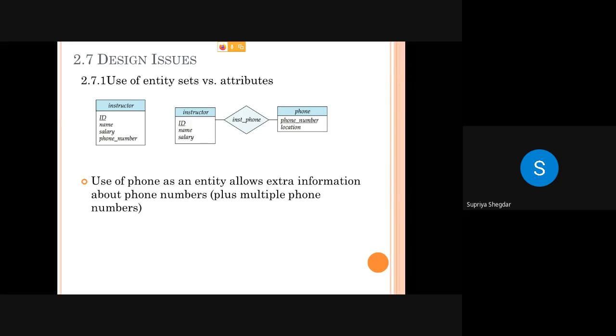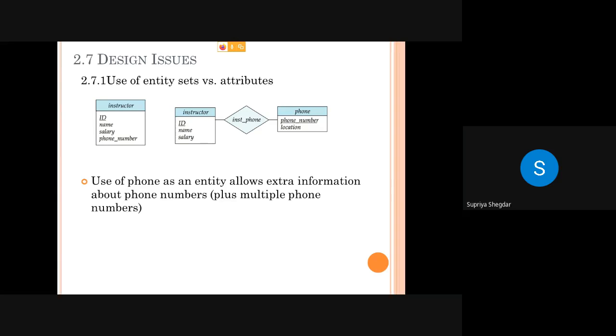Now, the next point is the design issues. These are the issues related to the ER model. While drawing the ER model, there may be cases where we wonder where to use an entity set or where to use an attribute, or whether it is feasible to use an entity set or to use a relationship set.